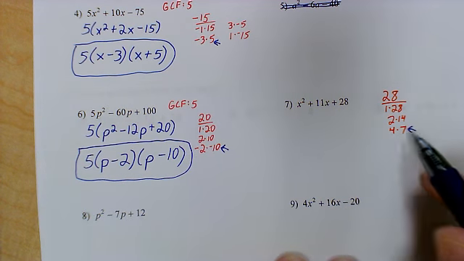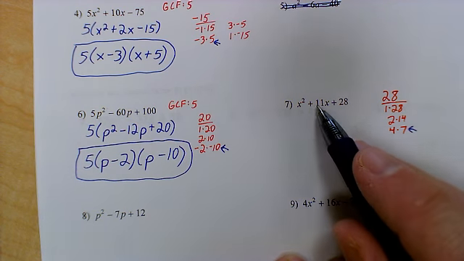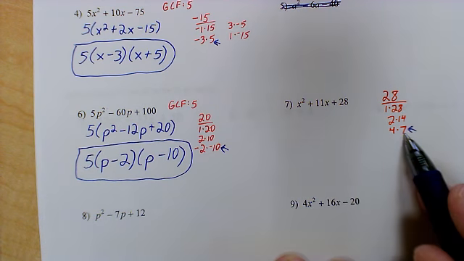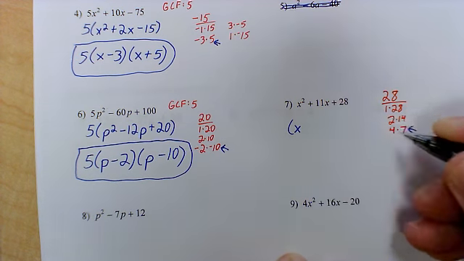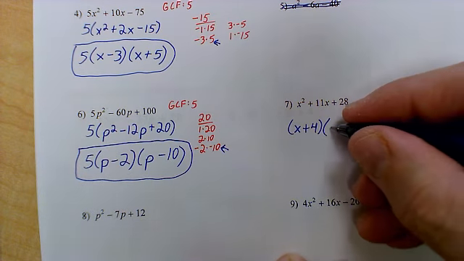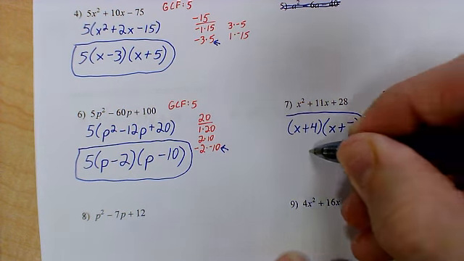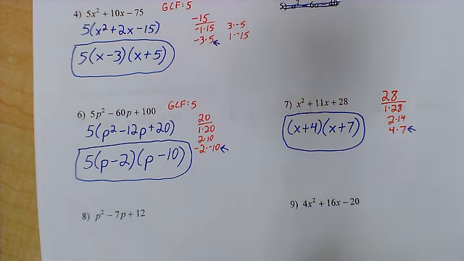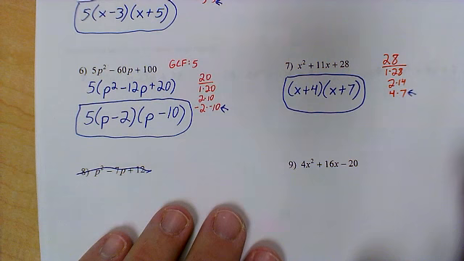I don't need to continue, like I know negative 1 times negative 28 would multiply, but since I found the pair that adds to b, I don't need to keep going. I'm just going to stop right there. So I'm now going to have x plus 4 times x plus 7. And I'm done there. Okay, the last one, I'm going to skip over number 8, and the last one I'm going to be doing is number 9 with you.